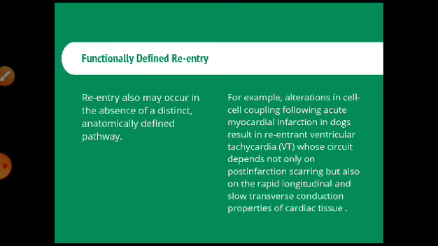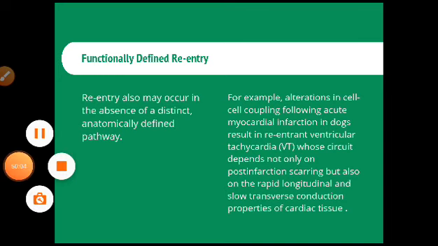Okay, so that was the anatomical condition, where a new accessory pathway was created, and because of that the re-entry happens. Now the second condition is functionally defined re-entry. Re-entry also may occur in the absence of a distinct anatomically defined pathway. Here there is no accessory pathway. Without an accessory pathway also the re-entry happens, right?